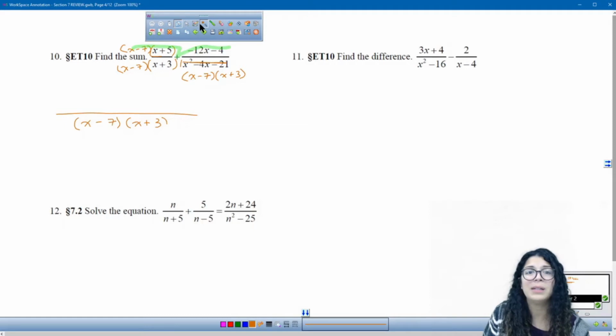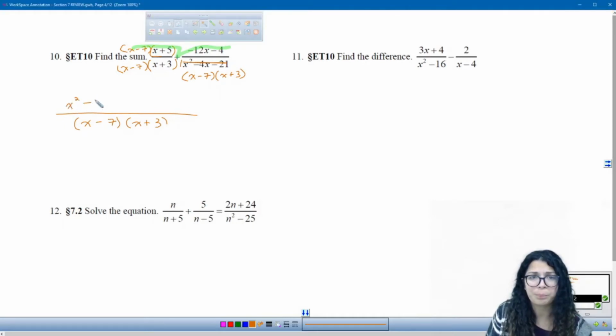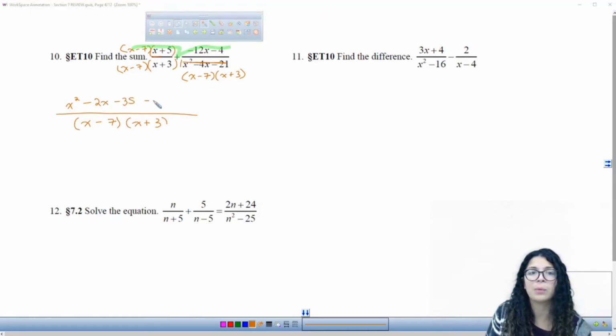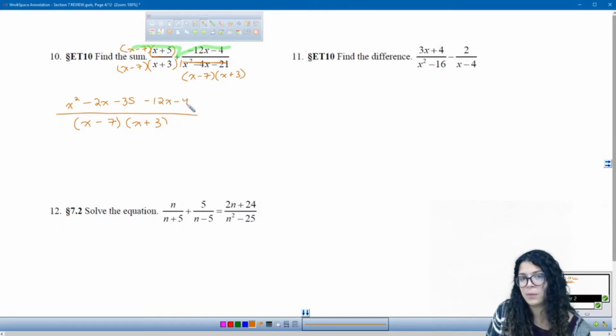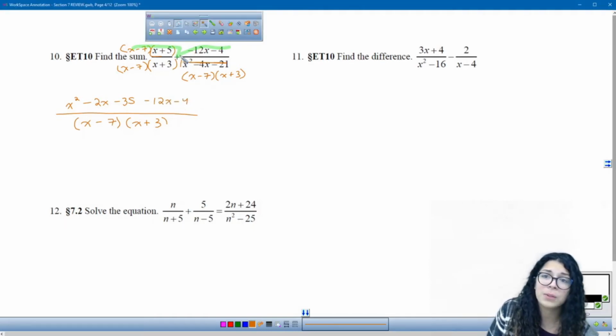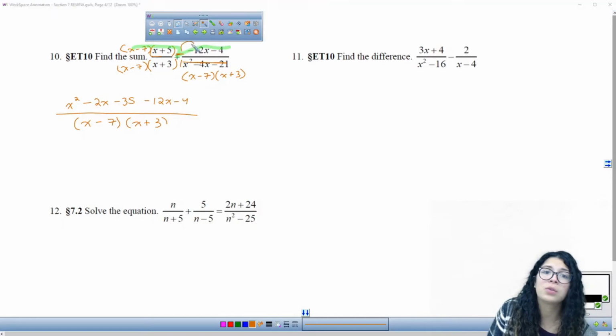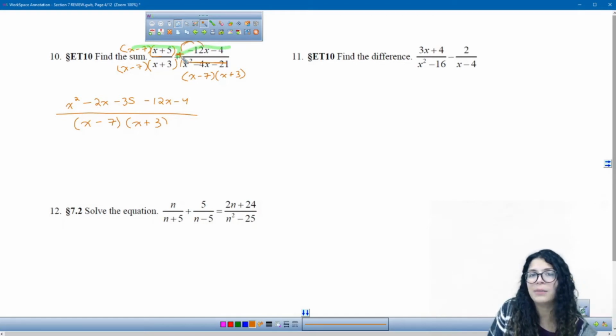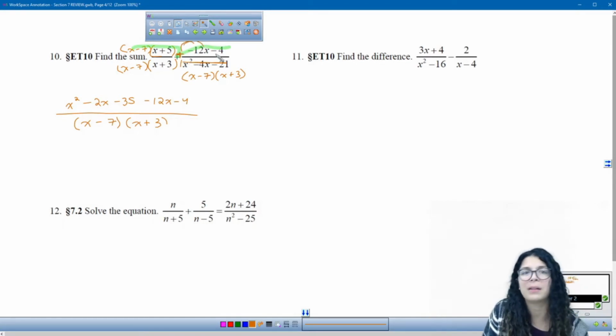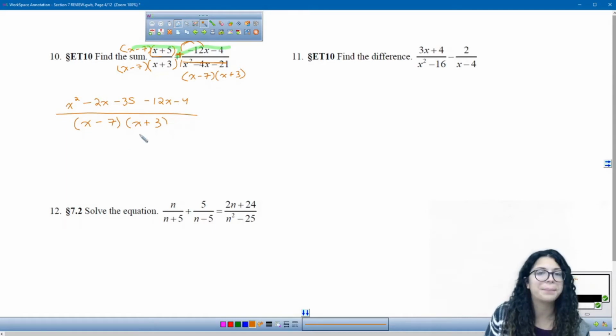Now on the top, I do need to simplify that because I will need to combine like terms. So x minus 7 times x plus 5 will multiply to x squared minus 2x minus 35, and then the plus negative 12x minus 4 will just be negative 12x minus 4. Now be careful, if this was subtraction, then you would need to distribute that negative to both. But it's a positive, so a positive times a negative is a negative, a positive times a negative is a negative. All right.